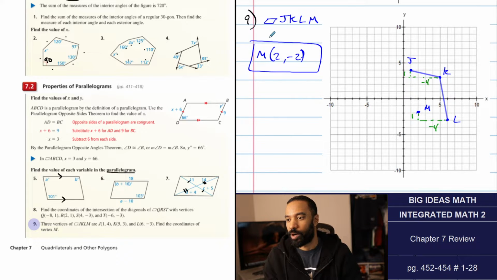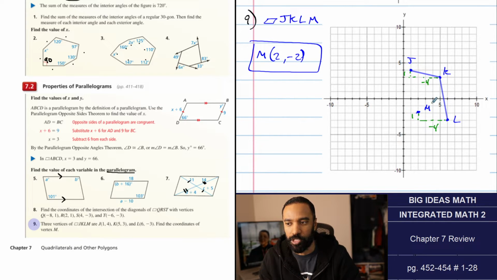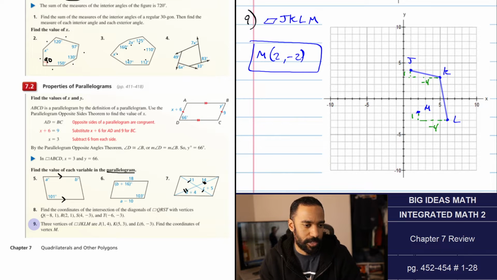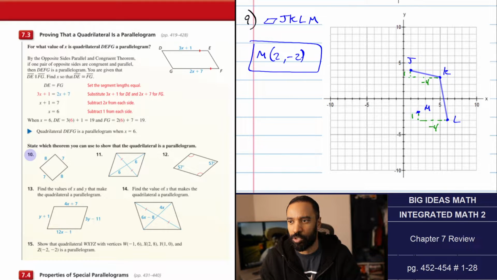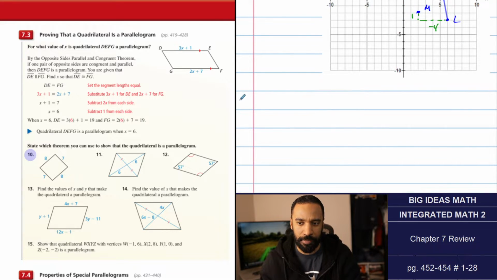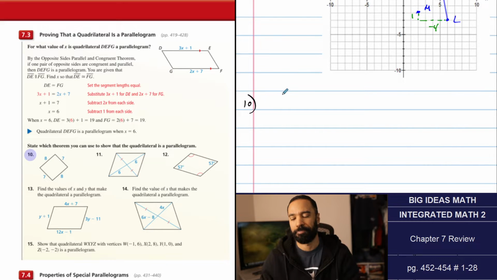That's how it works. Just work off slopes, how much you count in certain directions to work off parallel lines and equal distances. And that is properties of parallelogram 7.2. Now 7.3 is not to be outdone, with the fact that we still do talk about parallelograms, but in their own right, proving that they are parallelograms.